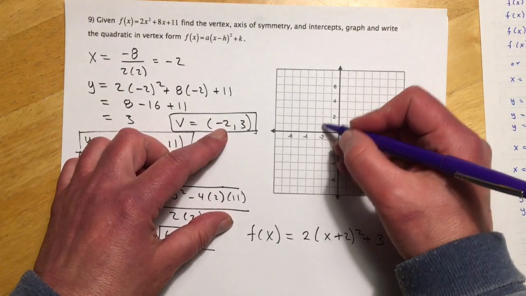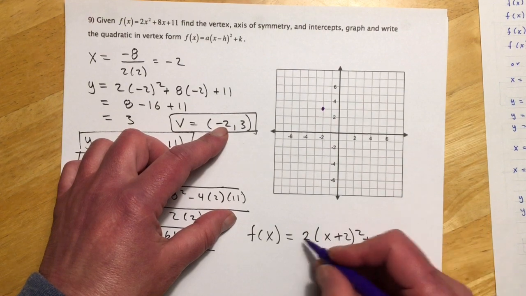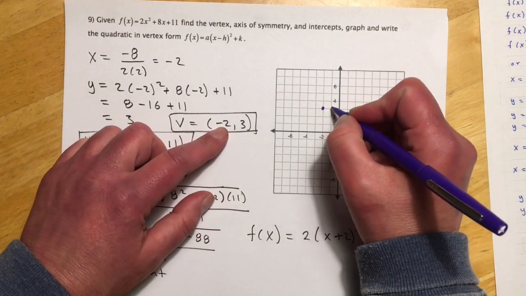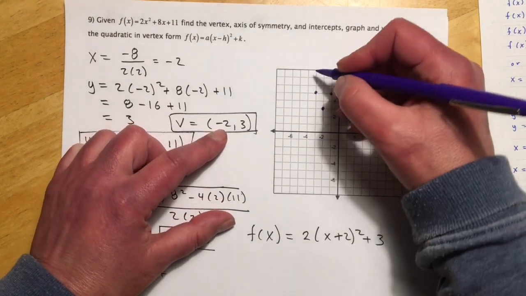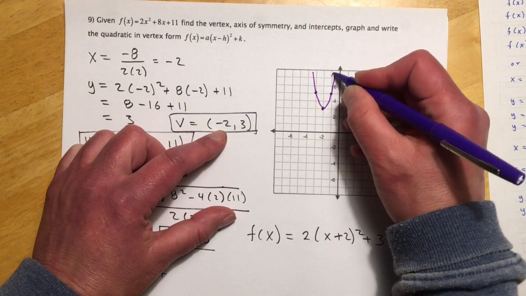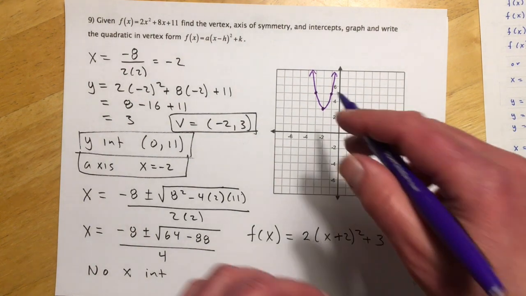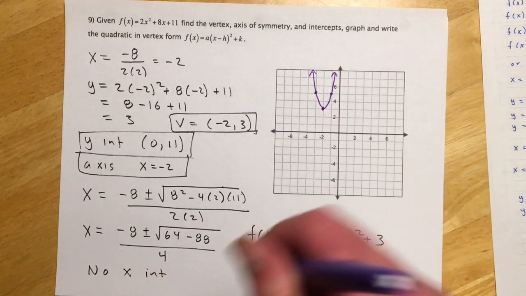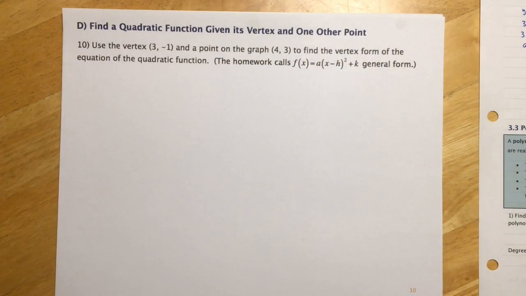So vertex is -2, 3, and that's our left 2 and up 3. And then because of this 2, that means instead of going over 1 up 1, it goes over 1 up 2. And that's that stretch by a factor of 2 that we saw in the first chapter. And there we go. So this one doesn't have a graphing supplement with it, but you can review the graphing in section 1.5.